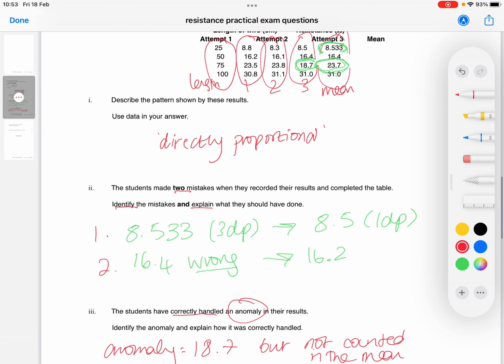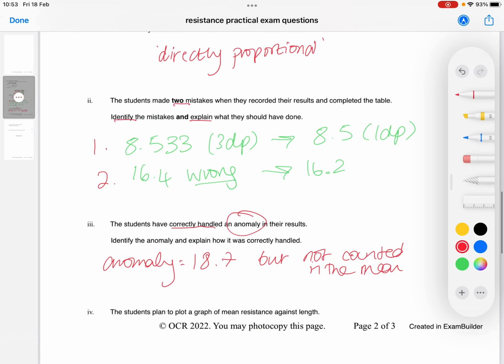If you have an anomaly in your results, do not use it when you're calculating an average. You just completely ignore it. You just take an average from the other two, basically.